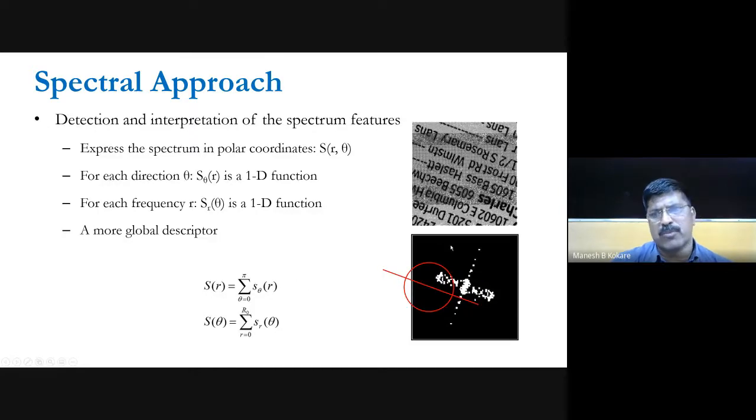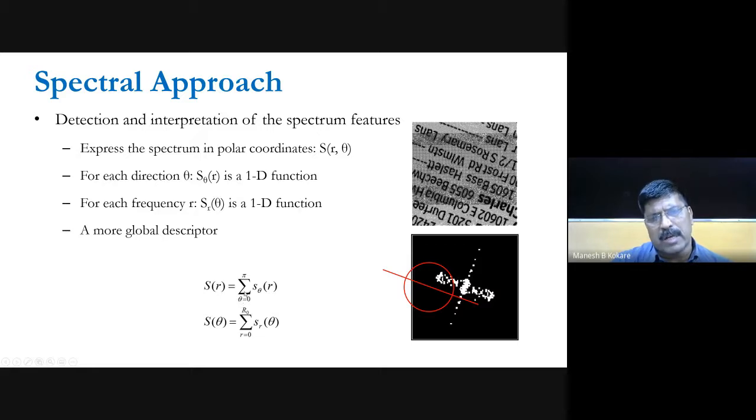This is the image, and this is the Fourier spectrum of the original image. That will give you the directionality as well as the magnitude. For detection and interpretation of the spectrum features, for example, you express the spectrum in polar coordinates, S(r, theta). For each direction theta, S_theta(r) is a 1D function, and for each frequency r, S_r(theta) is a 1D function. So as a more global descriptor, you can calculate S(r) and S(theta).